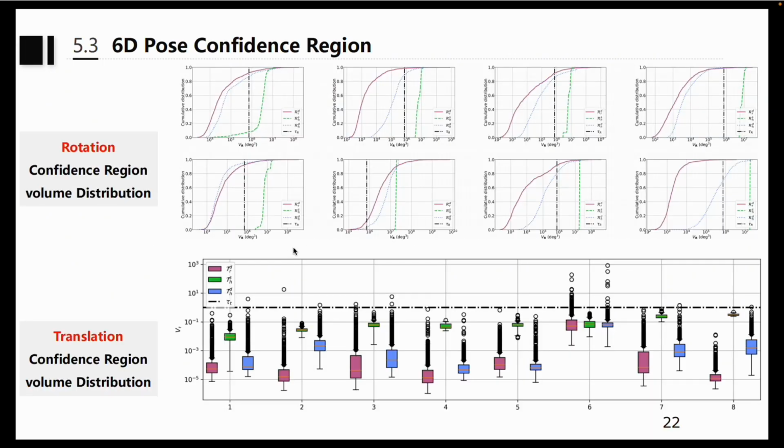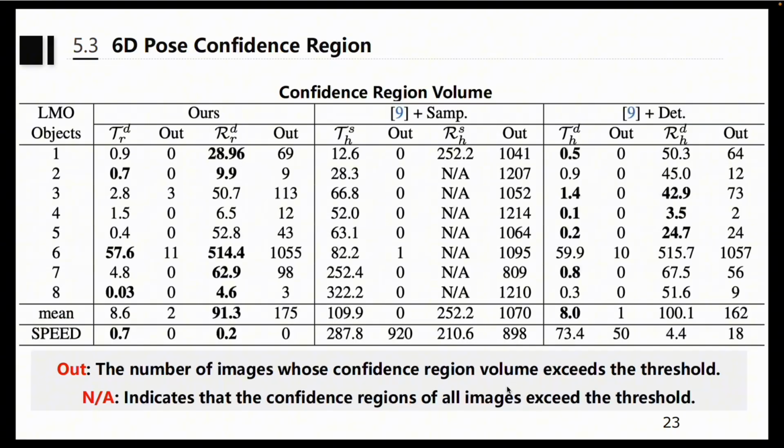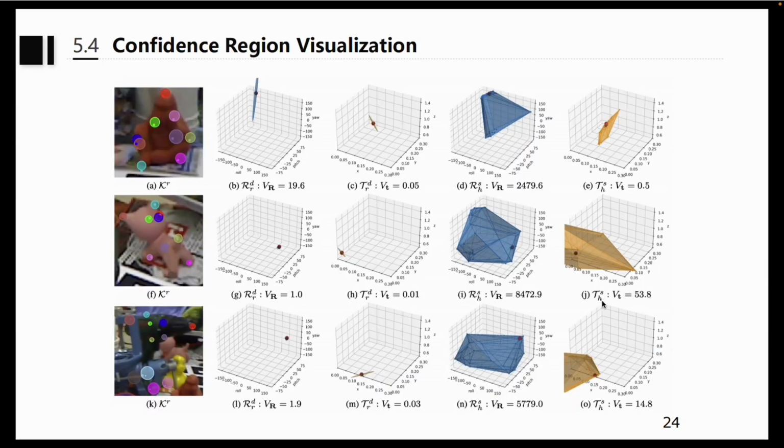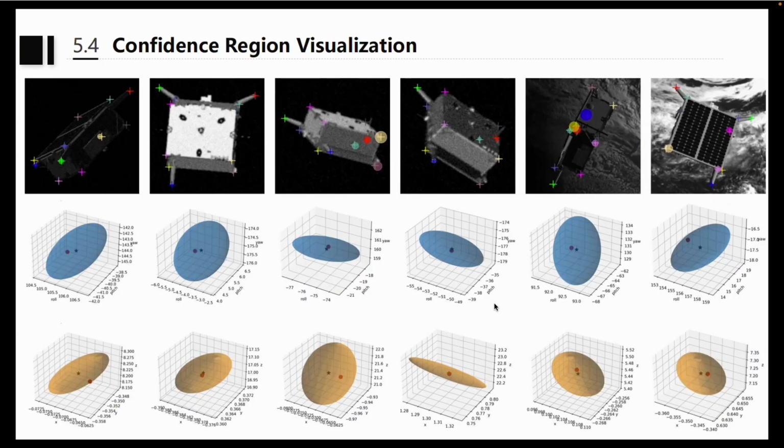Meanwhile, as shown in the CDF plot for rotation volume above, and the box plot for translation volume below, our method's volumes in blue and purple are significantly smaller than the sampling-based approach in green. These mean volume results in the table are consistent with the distribution plots from the previous slide, confirming that our method reduces the confidence region volume. Next, we provide some qualitative visualizations of our confidence regions on both the LMO and SPEED.